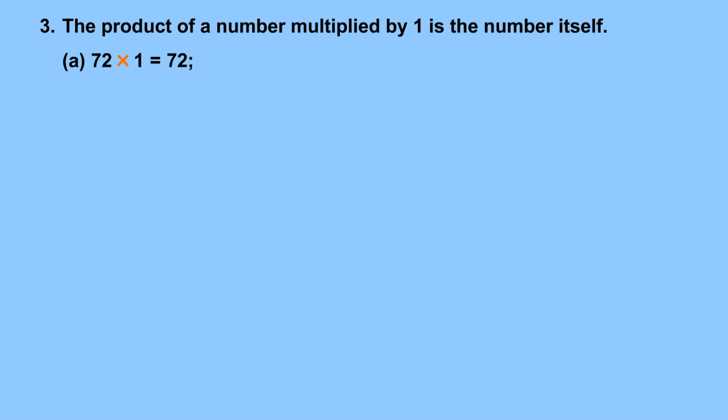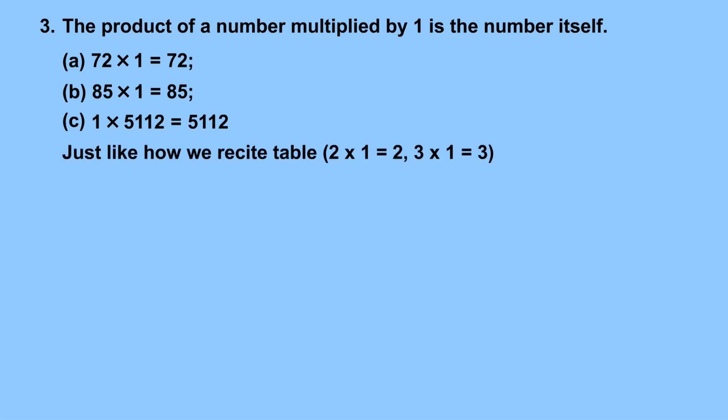The product of a number multiplied by 1 is the number itself. A. 72 times 1 equals 72. B. 85 times 1 equals 85. C. 1 times 5112 equals 5112. Just like how we recite tables, 2 times 1 equals 2, 3 times 1 equals 3.